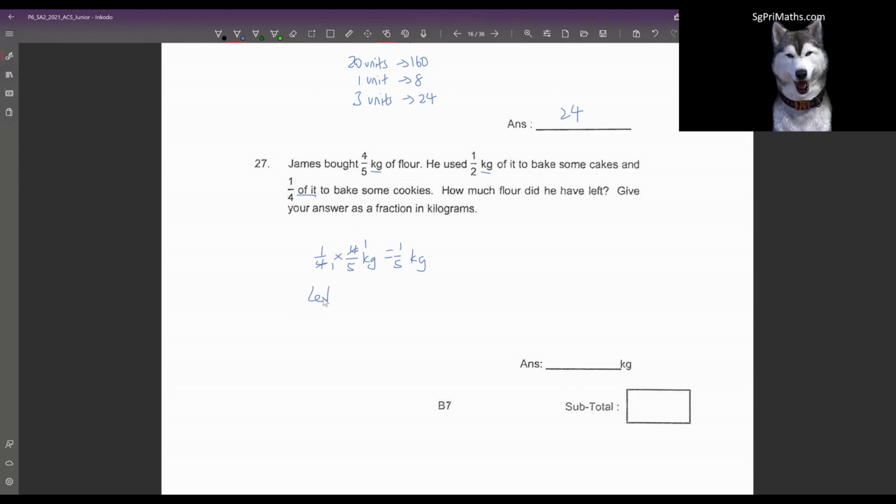Then what's left will be equal to 4/5 kg minus half a kg and minus 1/5 kg. This will be equal to 4/5 minus 1/5 first to give us 3/5 kg, minus half a kg, equal to 6/10. Change the fractions to the same denominator. That will give us 1/10 kg.